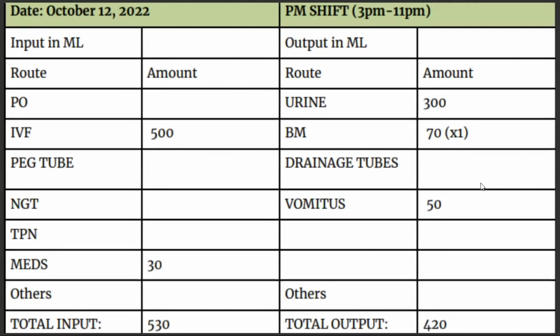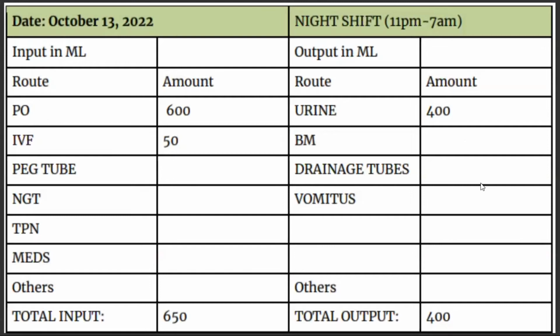For the PM shift, she has an intake of 500 ml of IV fluid, another 30 ml of meds, a 300 ml of urine output, 70 ml of bowel movement, and 50 ml of vomit. Next slide. For the night shift, she is given 50 ml of IV fluid with 600 ml of fluid intake by mouth and a urine output of 400 ml. Next slide.